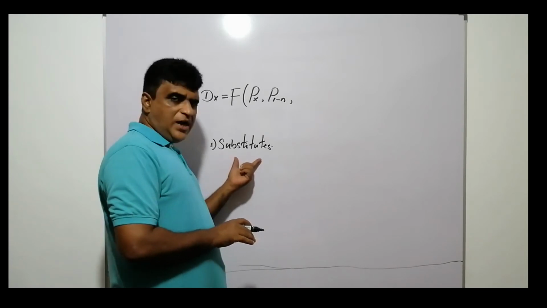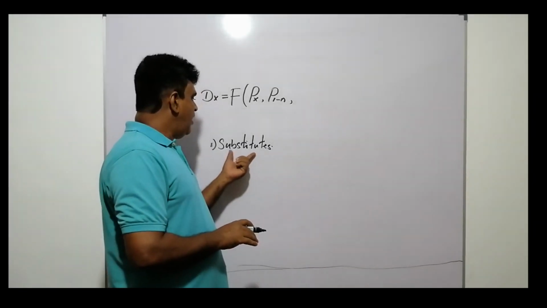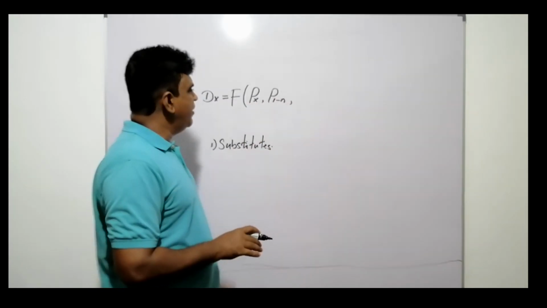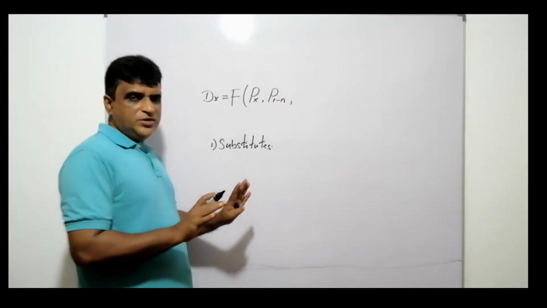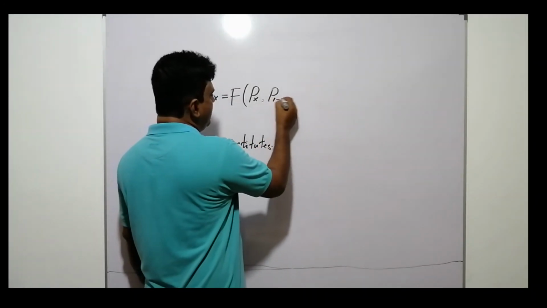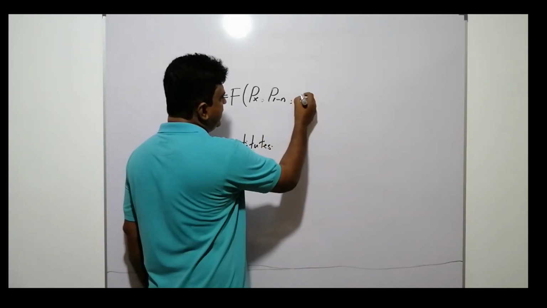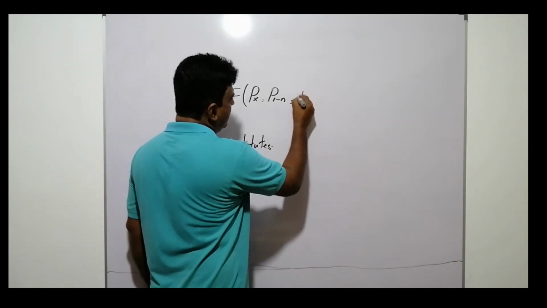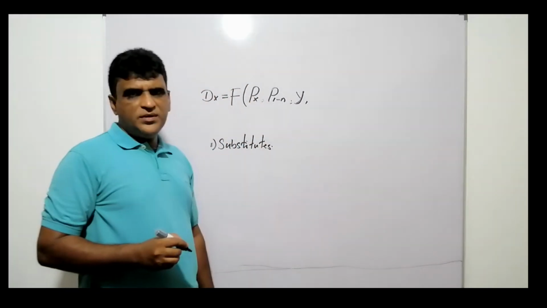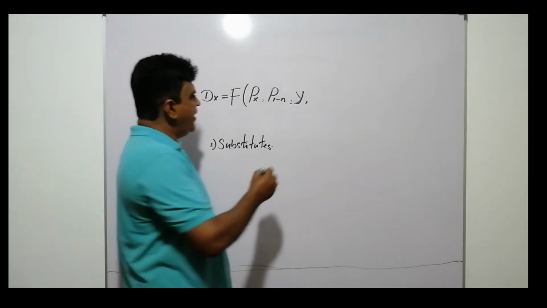many products are affecting this demand. All these products we can list under P1 to PN, other goods, PX. What else? And we can say Y. Y is income.